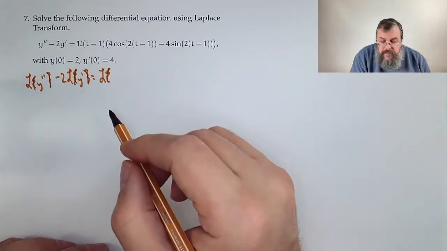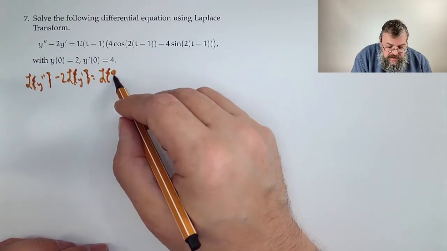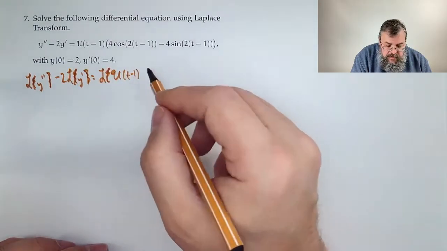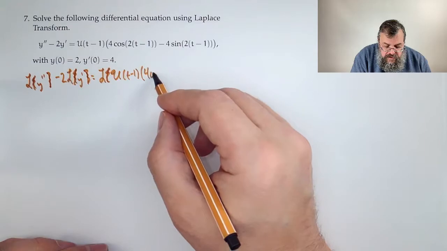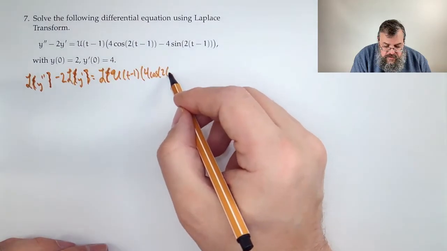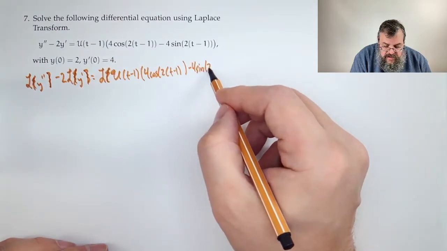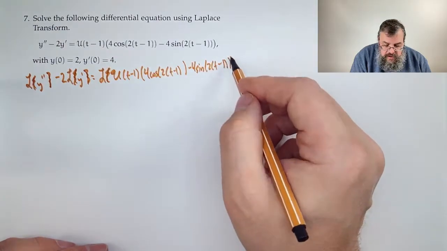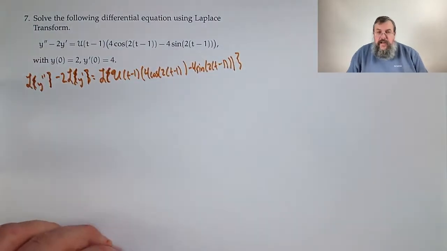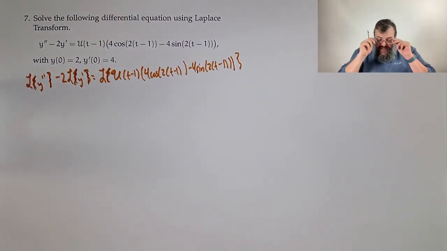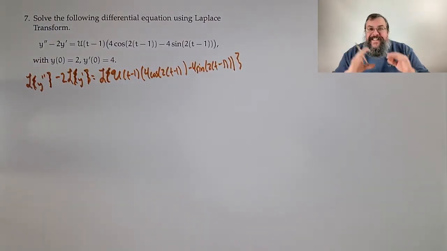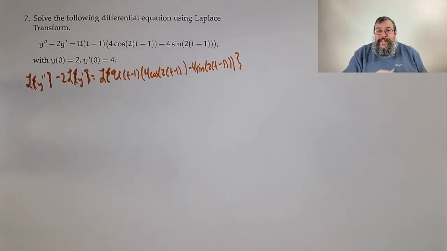Well, maybe. All right, and then there's this u(t minus 1) times 4 cosine(2t minus 1) minus 4 sine(2t minus 1). Wow. All right. This might look a little bit messy, but perhaps things will get nice. I hope. We want things to be nice. And that's why we study math, right?